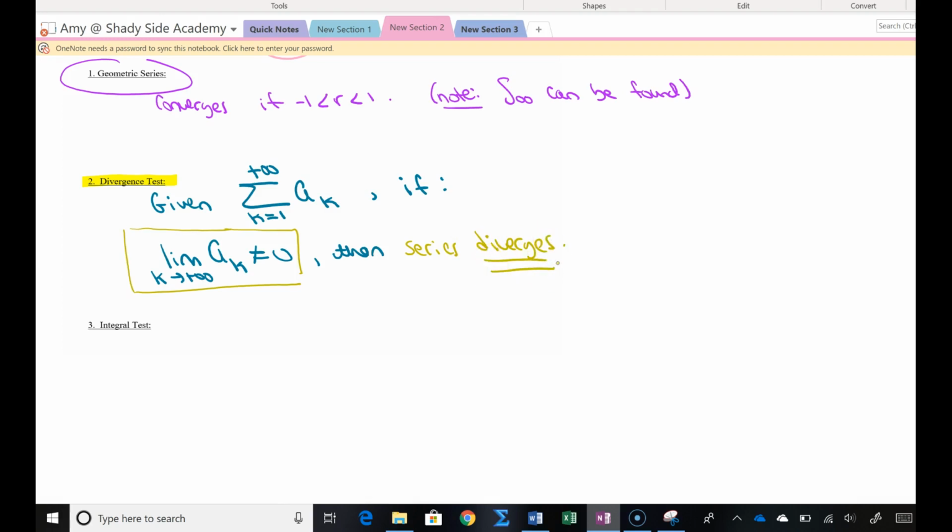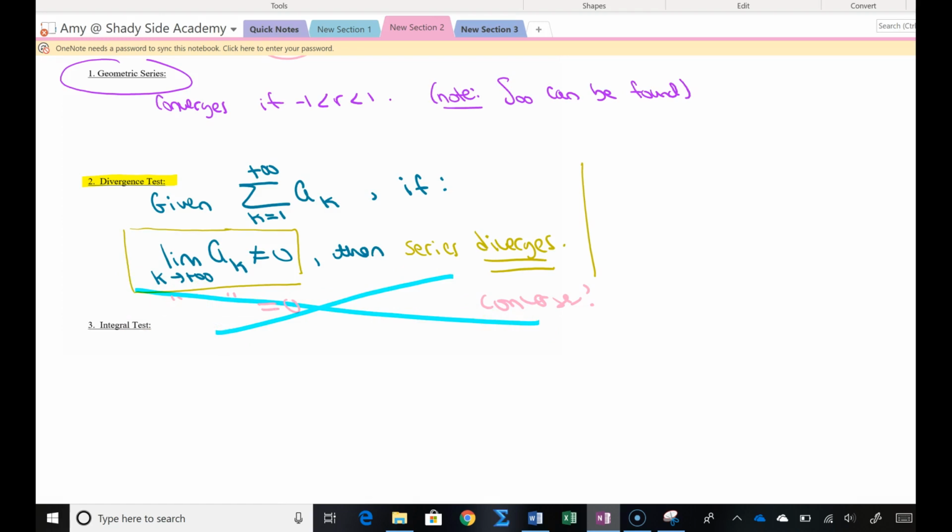Okay? A really important point about the divergence test is the following. This is not at all saying the following, okay? A lot of people like to say, well, if the infinitieth term doesn't equal 0, we know the series diverges. Does that mean that if the infinitieth term equals 0, then the series converges? Is that true? And the answer to that question is not necessarily, okay?